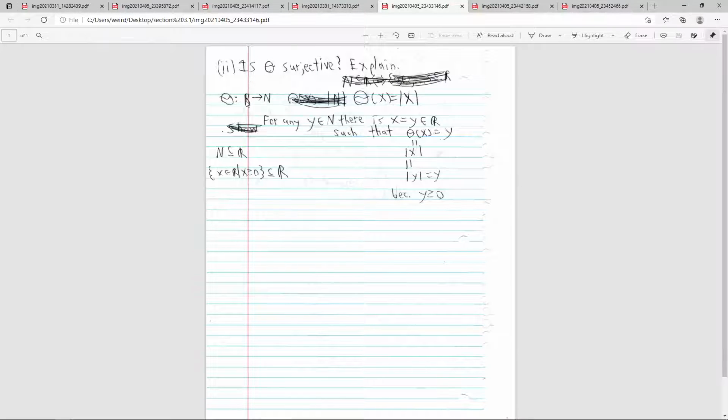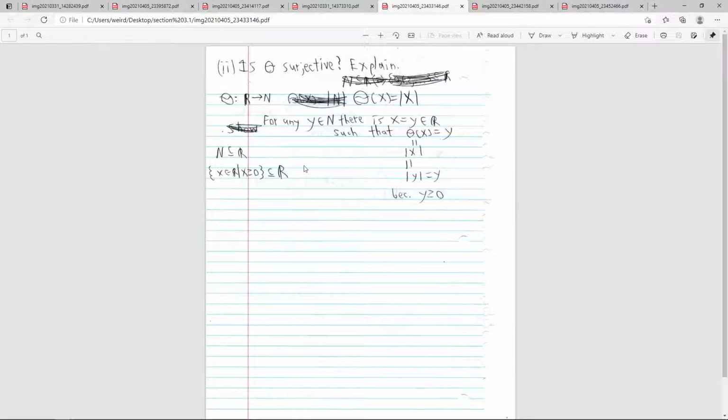Theta, again, I rewrite it as R to N, how they defined it, because theta of x equals absolute value of x. For any y in N, there is x equals y in R, such that theta of x equals y, because N is included in the set of real numbers such that x is greater than or equal to 0, basically.